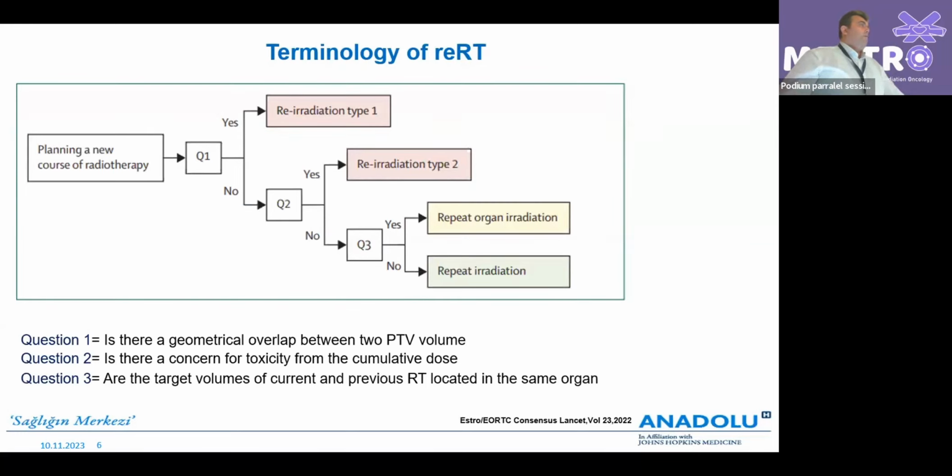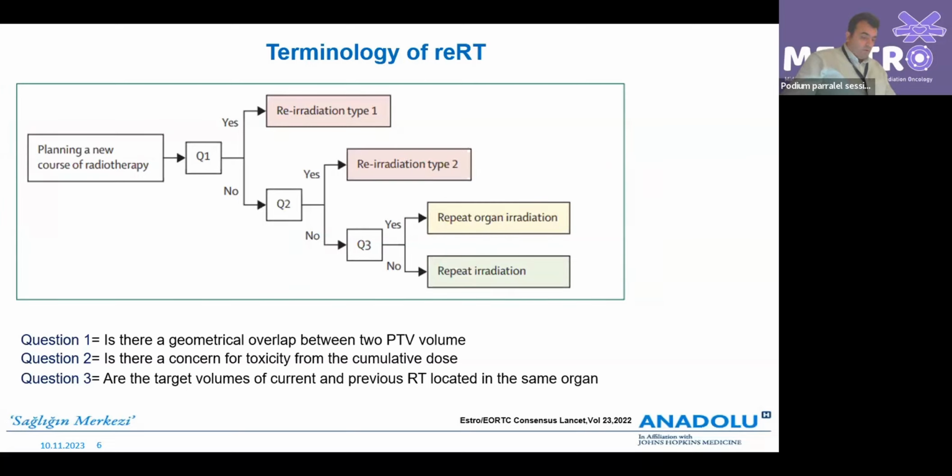So let's go to the terminology first. We need to understand re-irradiation, because re-irradiation and retreatment are sometimes mixed. There is a very good study and a good consensus, the first consensus, called the Delphi consensus. They published it last year, and according to this consensus, there are some questions to ask the patient just before planning.